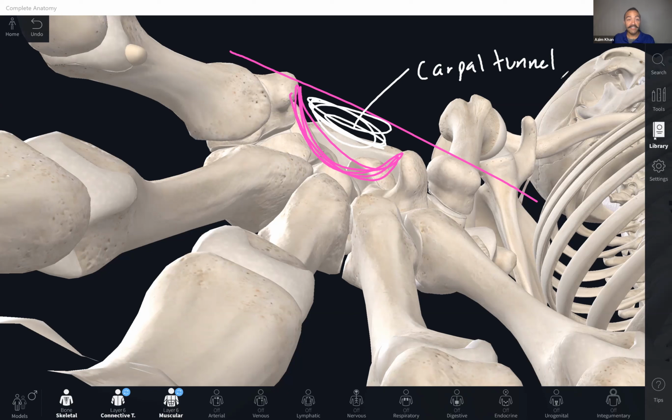That is the hand. Those are bones of the hand. And that's the arm and pectoral girdle. In the next set of videos, we'll go over the pelvic girdle and the legs.